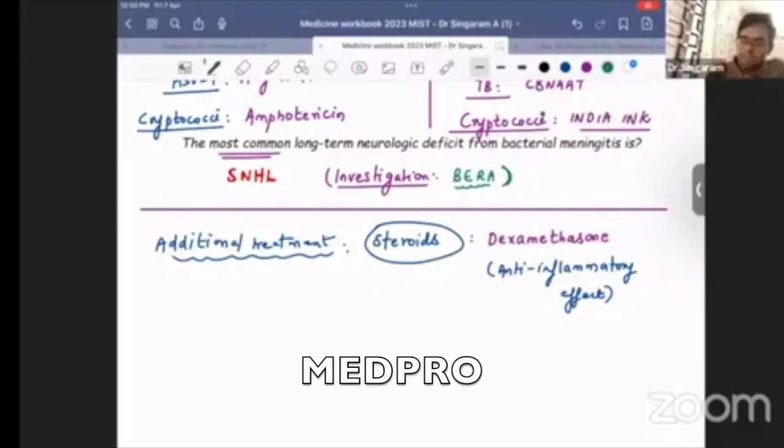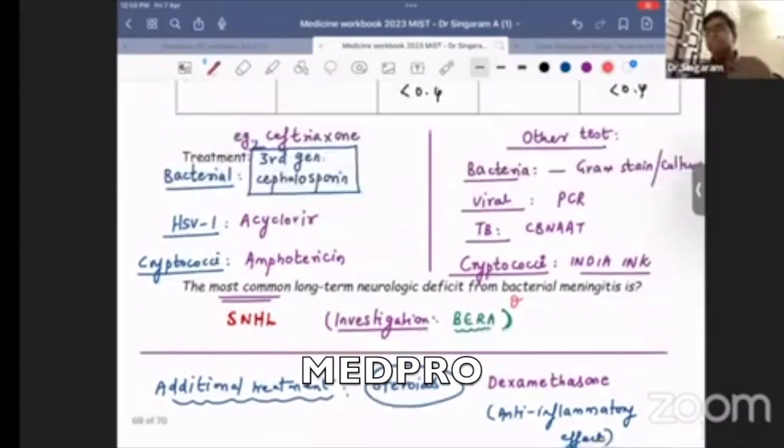And this has been asked as one of your previous year questions also. Please note it. Which investigation should be done to detect this one? Okay, it is BERA. So please keep in mind. So that's about the topic of meningitis. I have taken it a little bit extensively because nowadays you are getting one sure question, whether it is pediatrics or in adult medicine, from meningitis in your exam. This is a must-know topic.